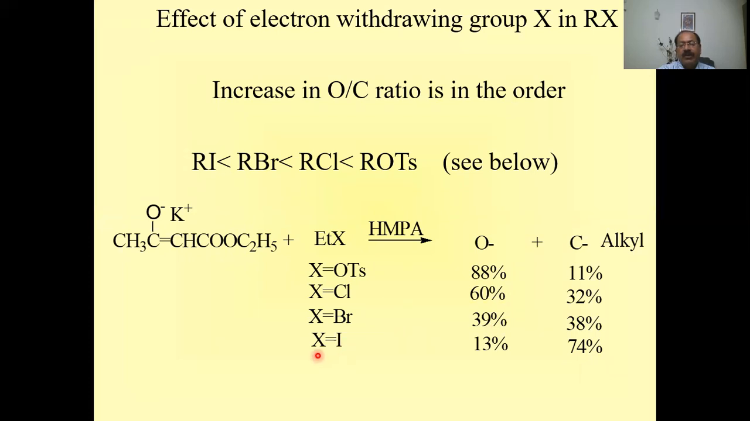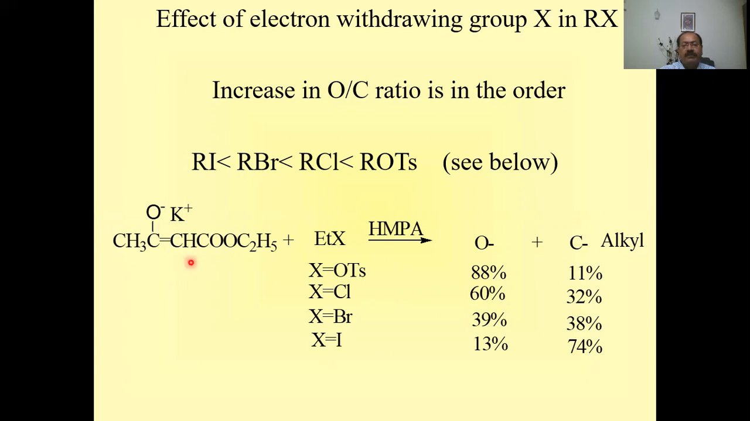You can see with X equal to iodide, C alkylation is a major product. And with the harder ones, O alkylation is the major product. So this also plays a role. Now, because we are talking O alkylation versus C alkylation, soft versus hard.